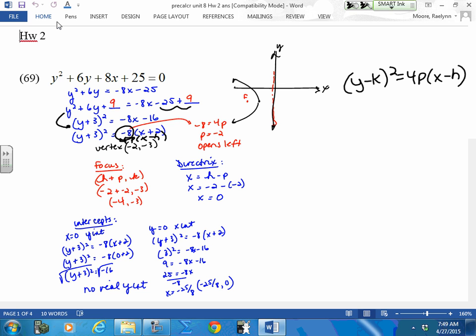I wrote it out in formulas, but it's so much easier to do it off the graph. It is exactly what you're doing now. You're saying h plus p. Negative 2, move it over 2 spaces, find your focus, move it over 2 spaces, make a line, find your directrix. And then your intercepts. Anybody can't do any of these?